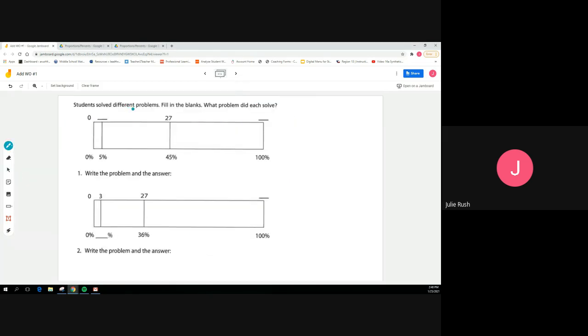Students solve different problems, fill in the blanks. What problem did each one solve? So you see where it says write the proportion and the answer. You can write it just like I do, just like this. Remember our pattern.